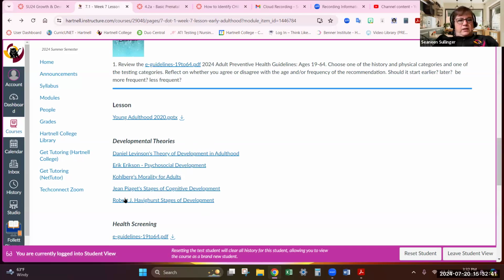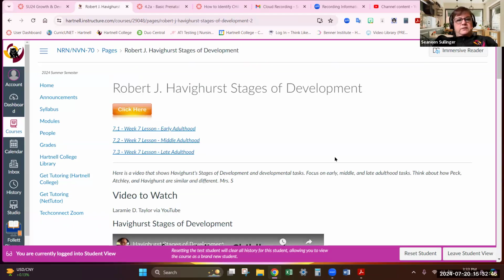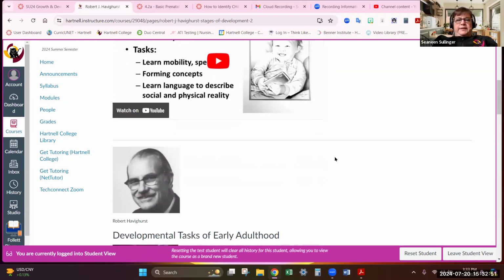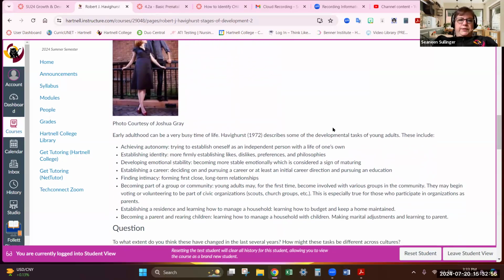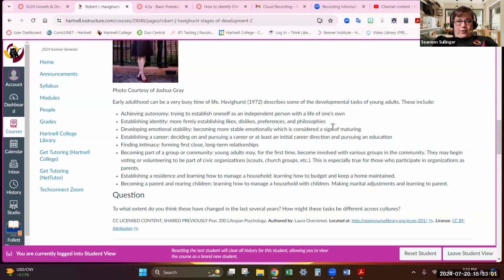Let's look at Havighurst. Stages of development. And so we've talked about this a little bit. There's his picture. We're talking about developmental tasks of early adulthood, specifically here. So autonomy, being independent, getting away from the parents. Who are you? Getting your identity together, becoming emotionally stable. I'm not sure anybody becomes emotionally stable, but hopefully. Career is a big thing. Career and relationships are key themes of young adulthood.